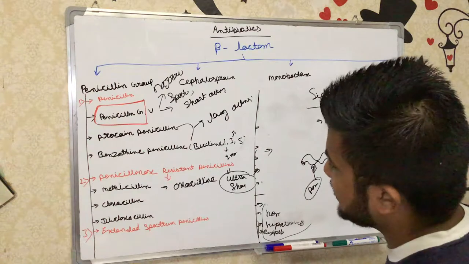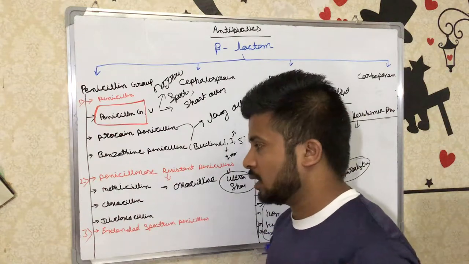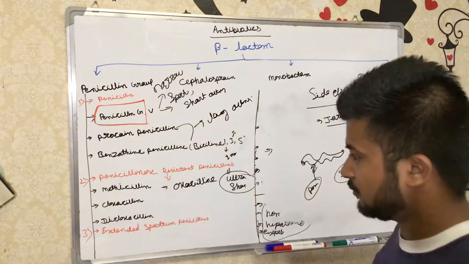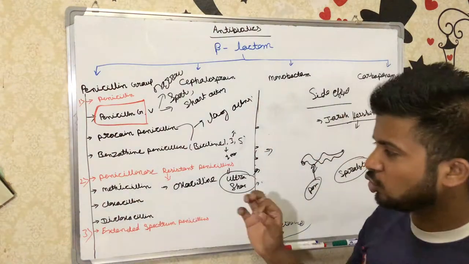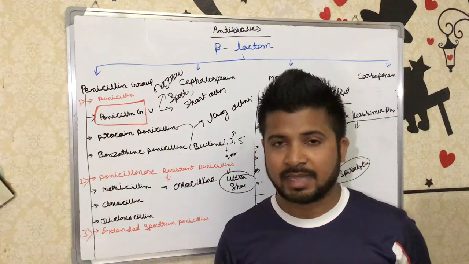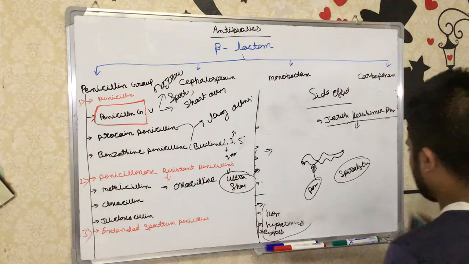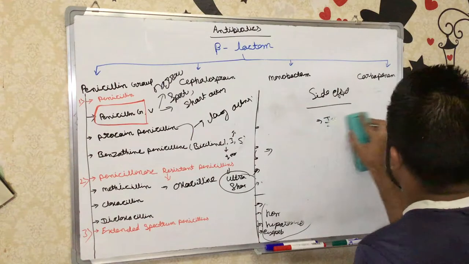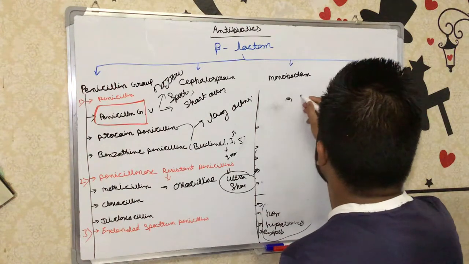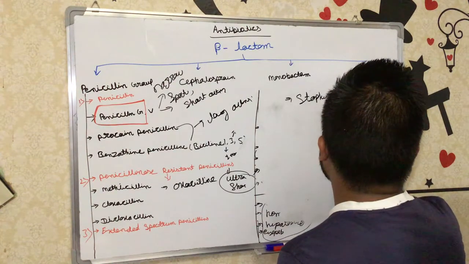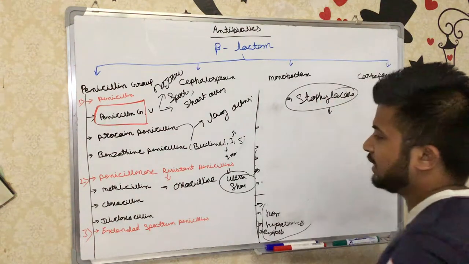Now we discuss the penicillinase-resistant penicillins. Don't be confused. As I said, we'll discuss the penicillinase enzyme separately. But for now just think that these bacteria release penicillinase. Gram-positive and gram-negative bacteria both release it, but especially staphylococcal, this gram-positive bacteria, releases the penicillinase.